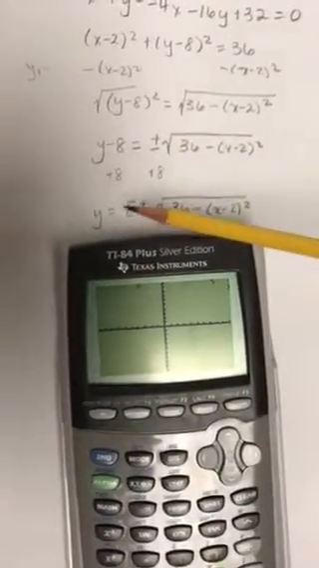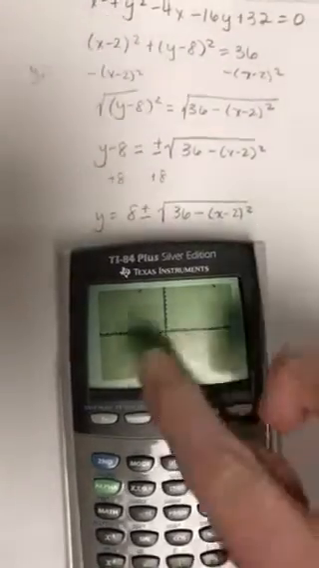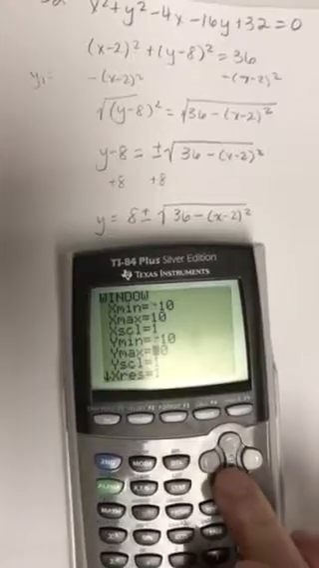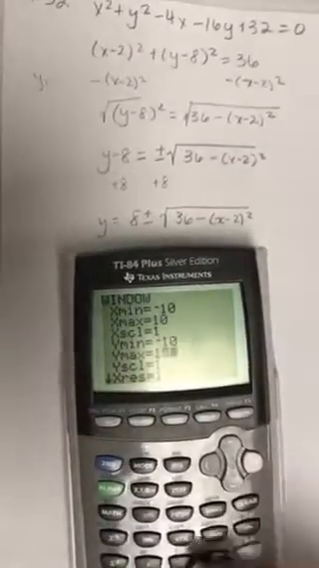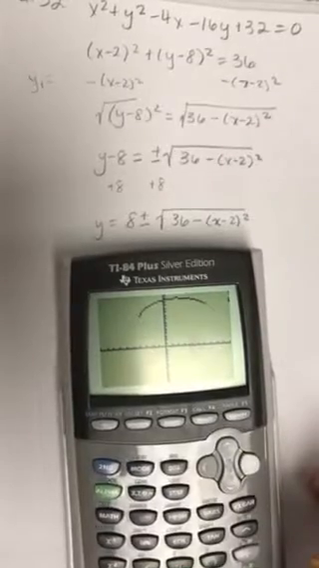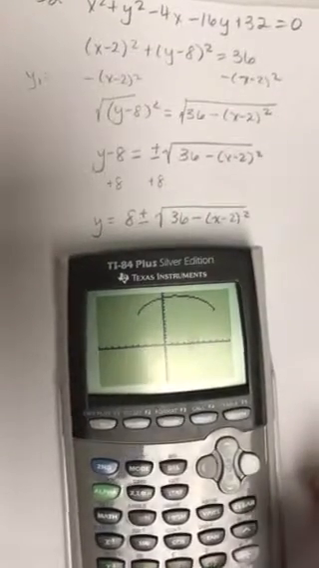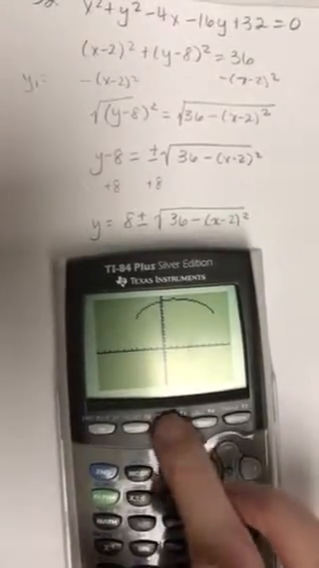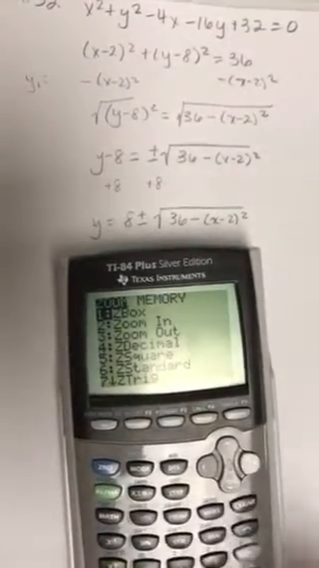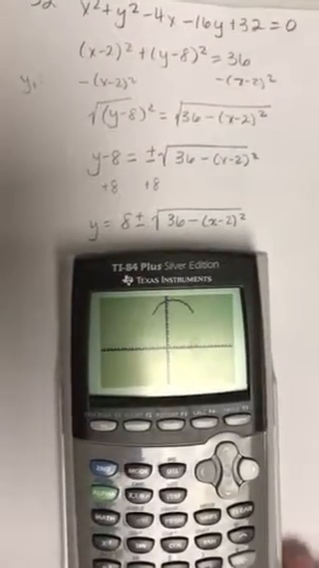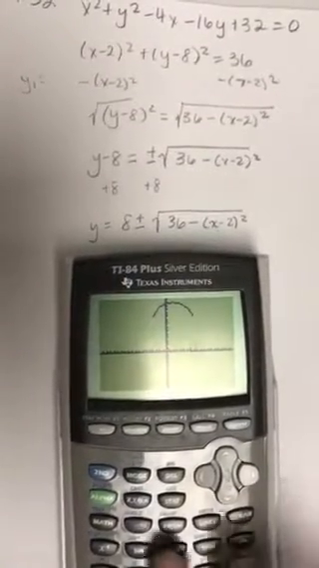Plus 8 means that I've shifted up, so you can see part of it. So I'm going to change my window to have a taller y value. So that's pretty much the top of the circle, even though it doesn't look like a circle. If you want it to look more like a circle, what you can do is press zoom and then square, which is 5, and it makes the screen more squared, so it looks kind of like a semicircle.